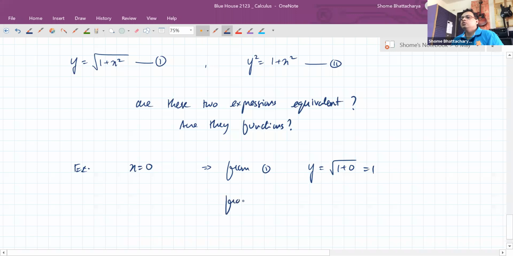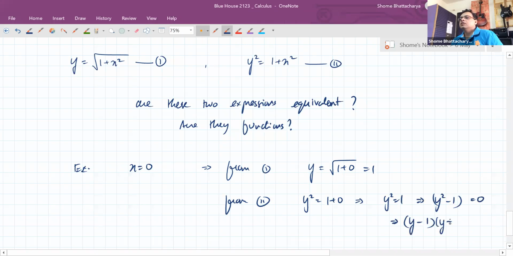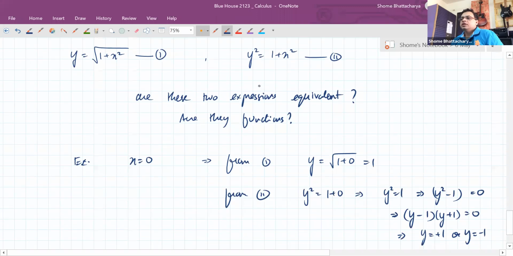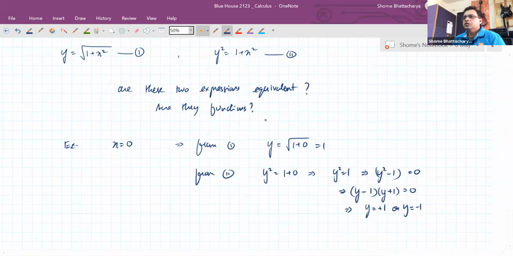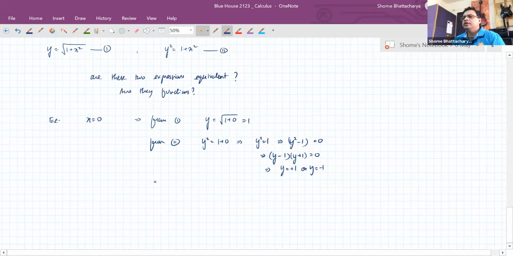But from equation 2, I'll get y square is equal to plus 1. That means y square minus 1 is equal to 0. So I'll have to simplify this further, right? So the proper solution of this one will be y is either plus 1 or y is minus 1. So this is what all of you were saying. That's why they are not equivalent. And that's true for any value of x.